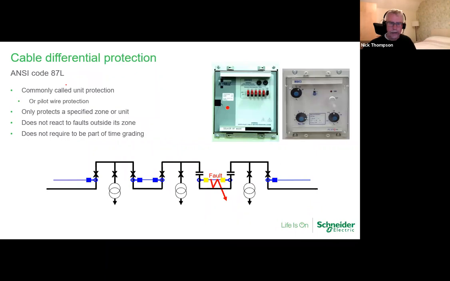Now, as it says there, another one is differential protection. If you look at the ANSI code, 87 covers differential protection, and there's one for generators, one for motors, and one for cables. So the L is for line or cables. These are the two typical protection relays that we have come across in the UK. They are ENA ESS listed, so they are recognised by the DNOs as a standard form of protection.